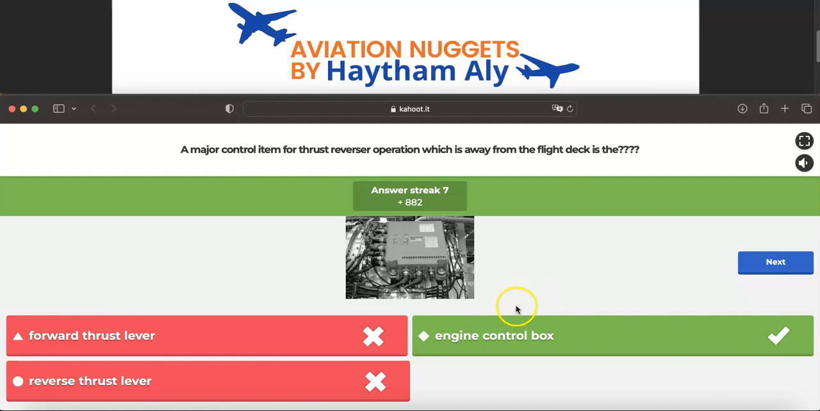In the flight deck, for control of the thrust reverse, we always have a forward thrust lever and a reverse thrust lever to allow the pilot to manually select the thrust reverse on ground after landing.